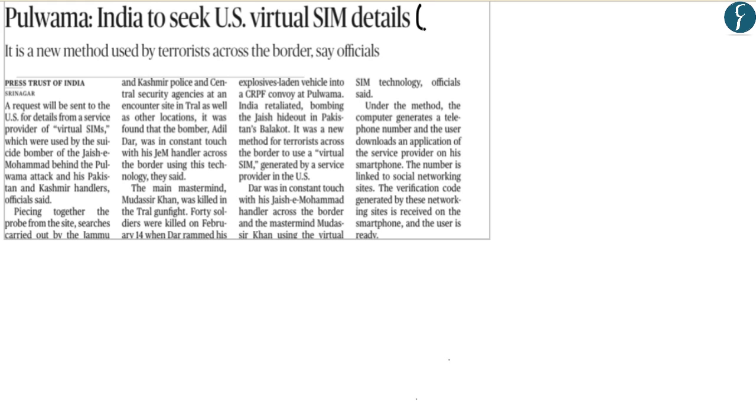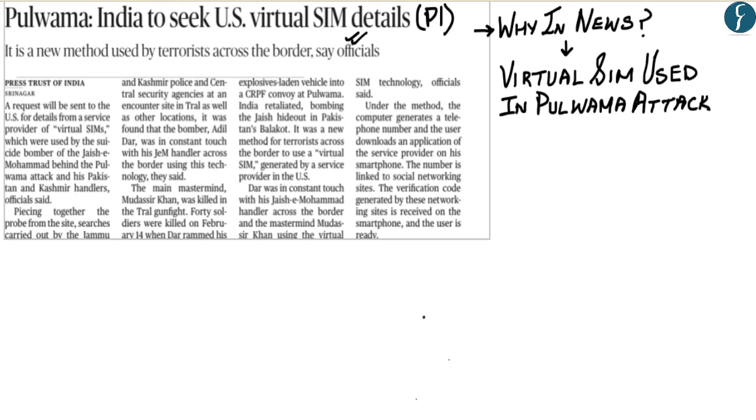Now we have taken this article from page 1. Now what this article talks about is that it has been learned by the government agencies that the terrorist who conducted the Pulwama attack used virtual SIMs. And through the use of these virtual SIMs, the terrorists who conducted the Pulwama attack were in constant touch with the Jaish-e-Mohammed leaders within Pakistan.